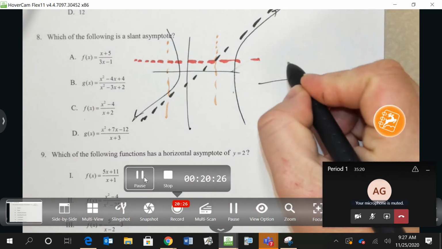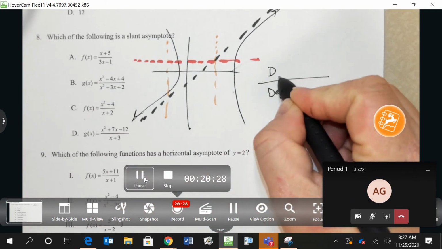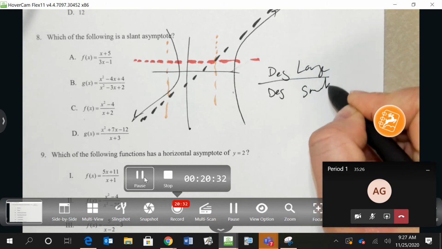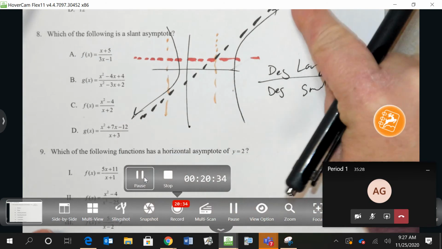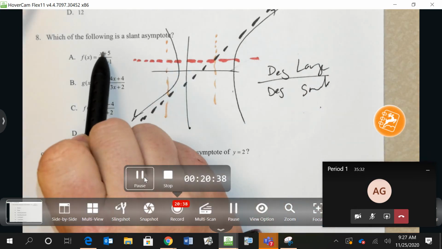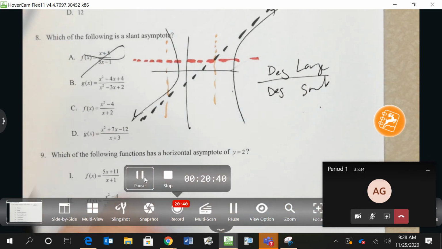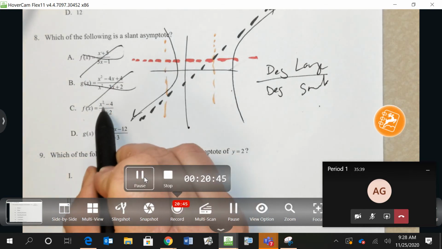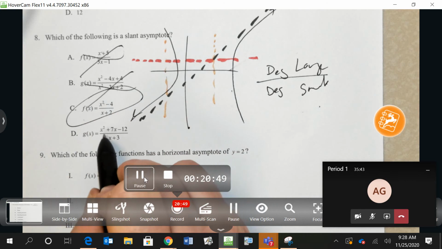For a slant asymptote, when you look at the degrees, it's going to be larger on top and smaller on the bottom. So we can anticipate a slant asymptote when the degree is larger on top than the bottom. Let's look at the degrees. 1 and 1, not slant. 2 and 2, not slant. 2 and 1, larger on top than on the bottom, slant.